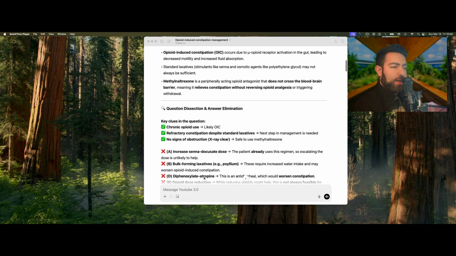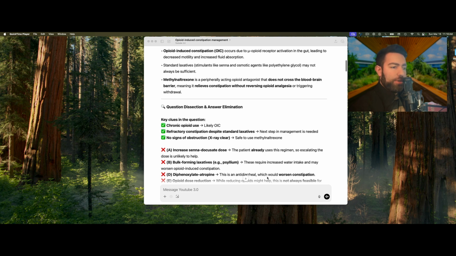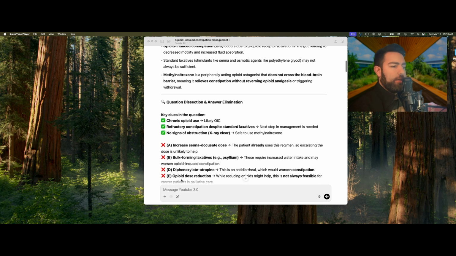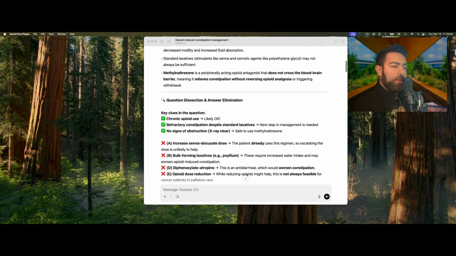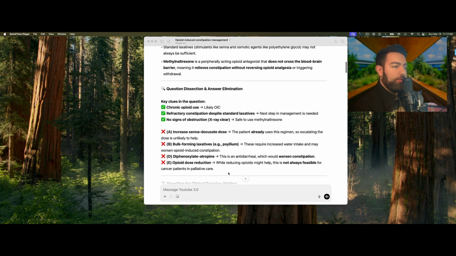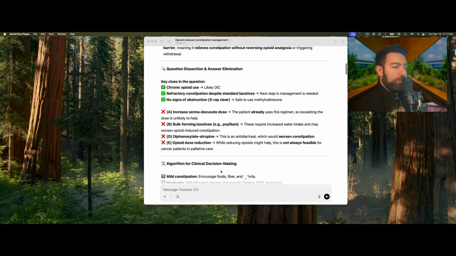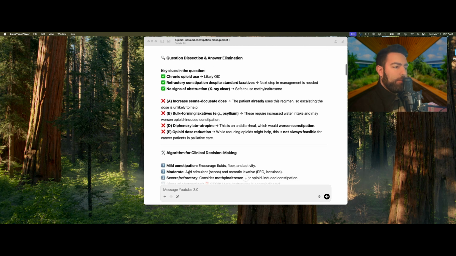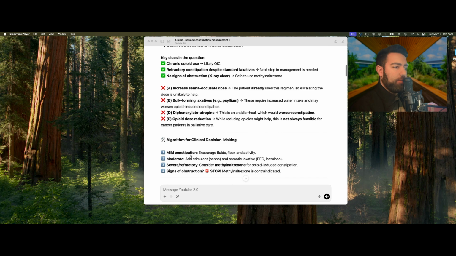The diphenoxylate-atropine, this is an antidiarrheal which would worsen constipation. And in the opioid dose reduction, while reducing may help, it is not always feasible for cancer patients on palliative care. Like if this patient is dealing with a lot of pain, you don't want to reverse the effects of their opioids. And then the algorithm that you kind of have to have in mind: if you have someone with mild constipation, encourage fluid, fiber, activity. Moderate, you can add a stimulant and osmotic laxatives. And then if you have a severe or refractory kind of constipation, then consider methylnaltrexone for opioid-induced constipation.